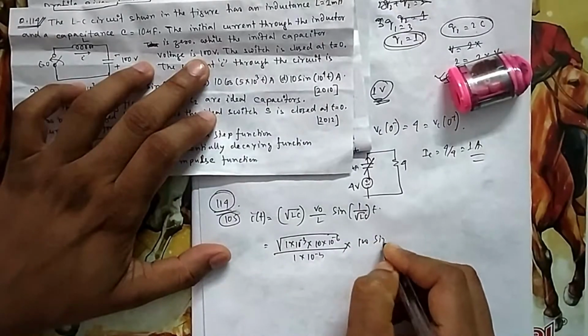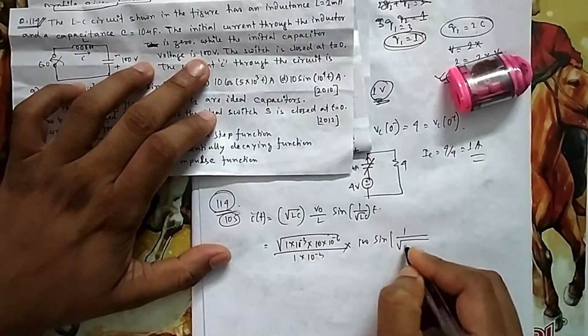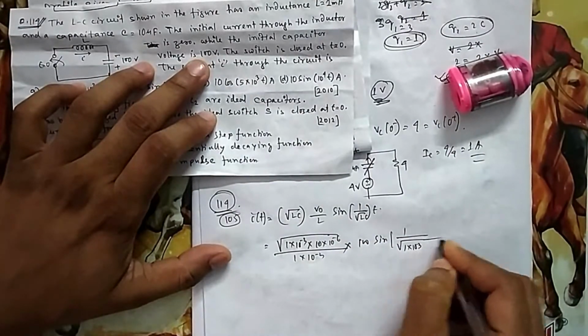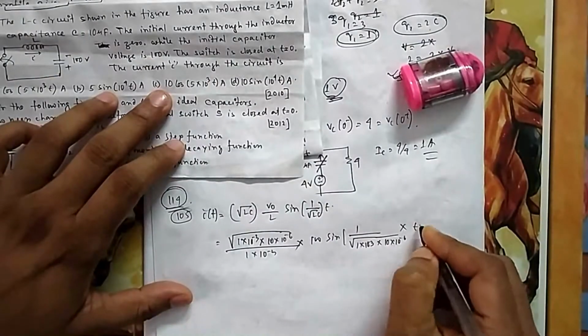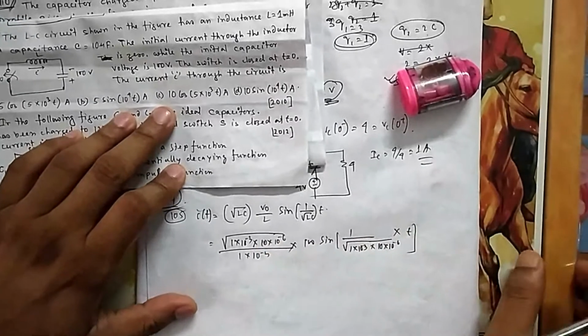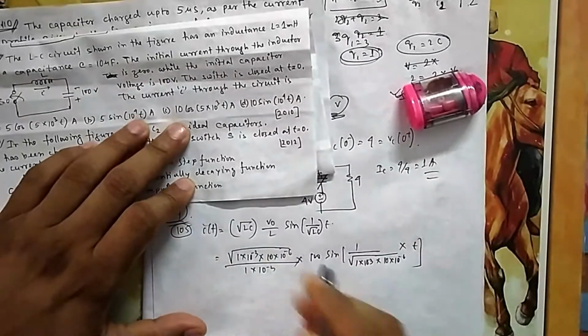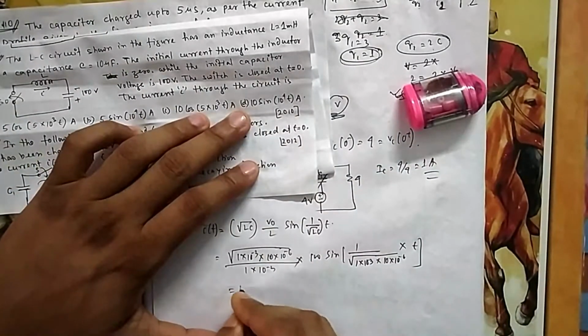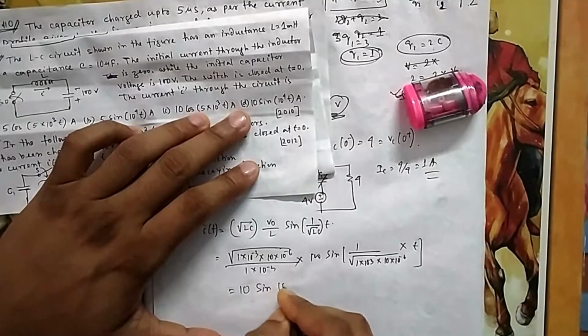Sine, but the calculator should be in radian. That's the important thing. Just the expression they are asking, not t. So if you do it, you will find your answer is 10 sine 10 to the power 4 t, 10 sine 10 to the power 4 t. That is your option D.